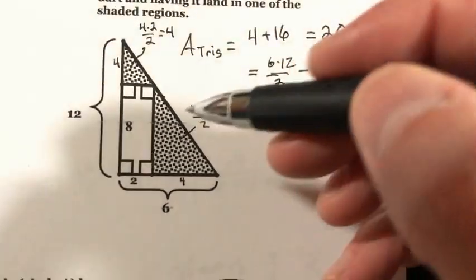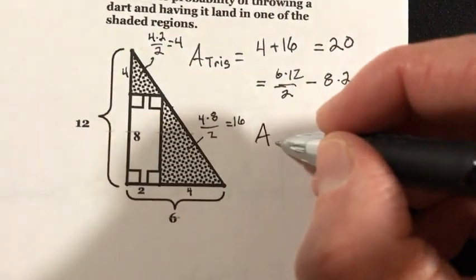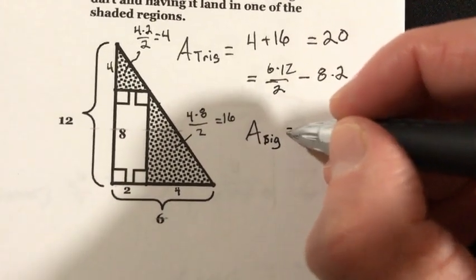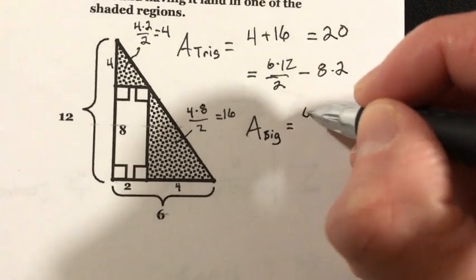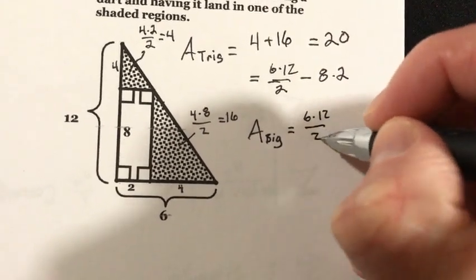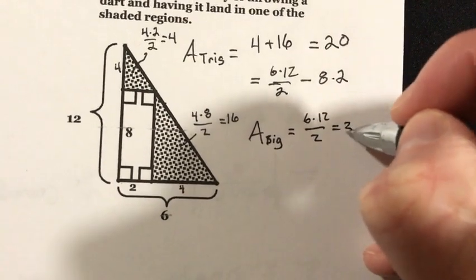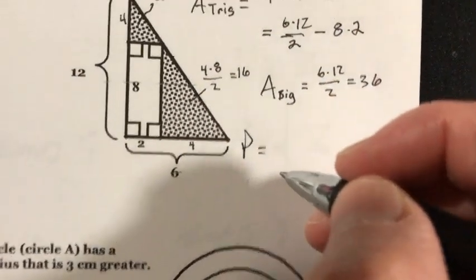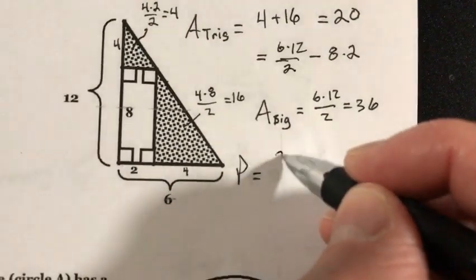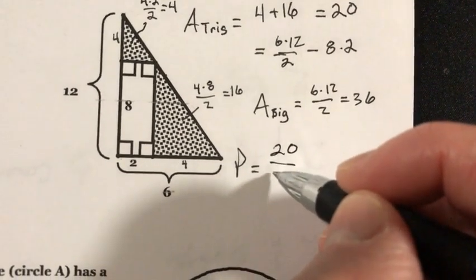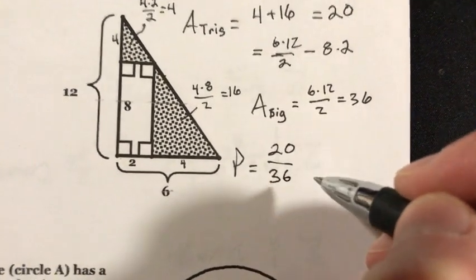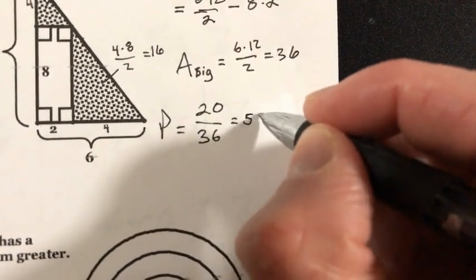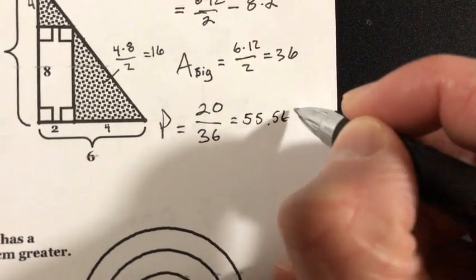And then the area of the entire triangle, call this the area of the whole triangle. Like I said already, that's base times height divided by 2. 6 times 12 divided by 2 is 36. So our final probability will be the probability of being in the triangles. That was 20, divided by the whole area, which is 36. And 20 divided by 36, when I put that into my calculator, I got about 55.56%.